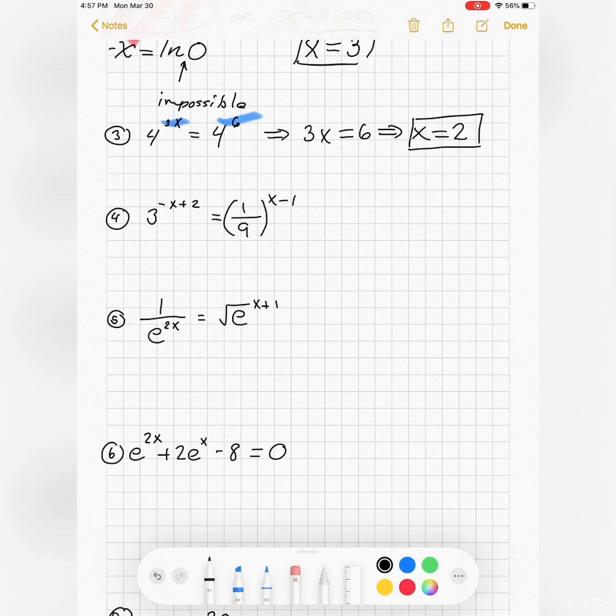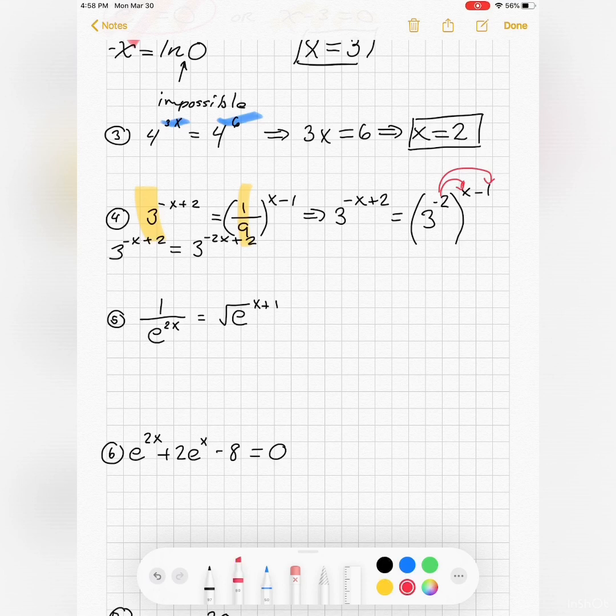With something like number 4, we actually have a common base because both sides of this can be written in terms of base 3. So that's going to be the route that I go. I'm going to leave the left side as it is, that's already in base 3. The right side, let me see how I would write 1/9 as 3 to a power. That would be 3 to the negative 2, right? And then here I have a power to a power, so I would multiply the exponents. That'd be negative 2x plus 2. Now I have the same base on both sides.